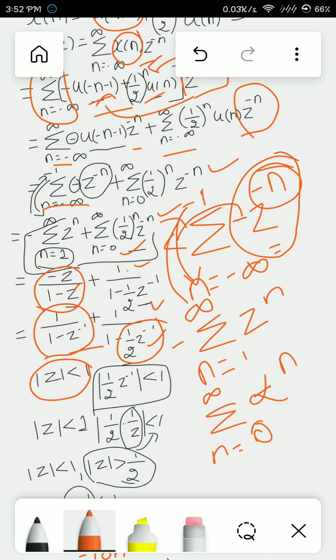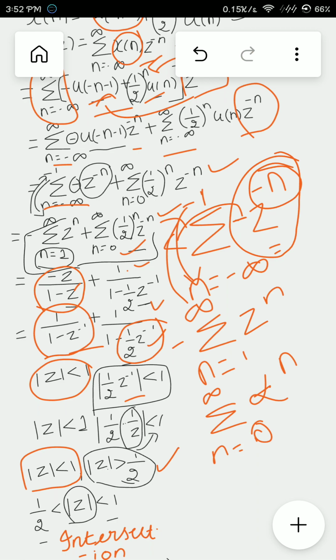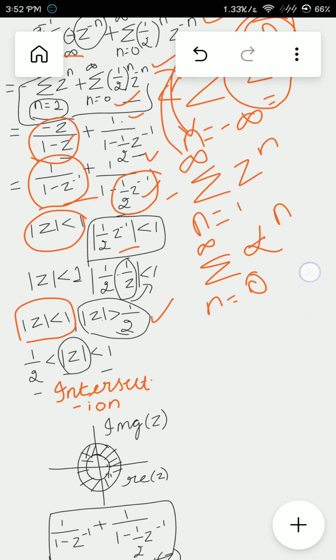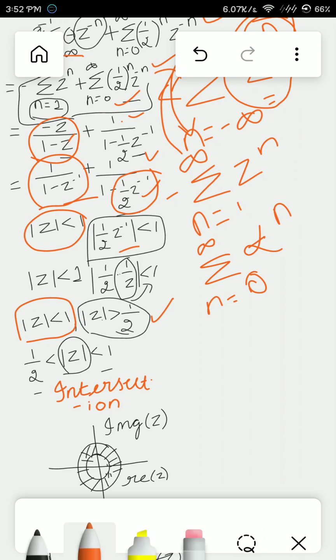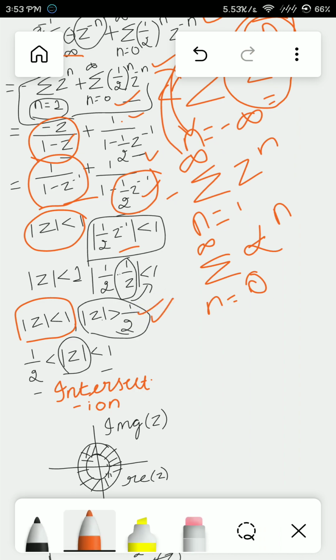So if I simplify this, I get that |z| is greater than 1/2, and |z| is lesser than 1. So if |z| is greater than 1/2, then 1/2 should obviously be lesser than |z|. Therefore that is what we consider here: 1/2 is lesser than |z|, and |z| is lesser than 1 as given here. So this is what resulted in the intersection.